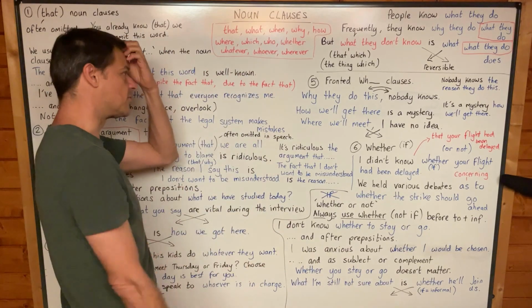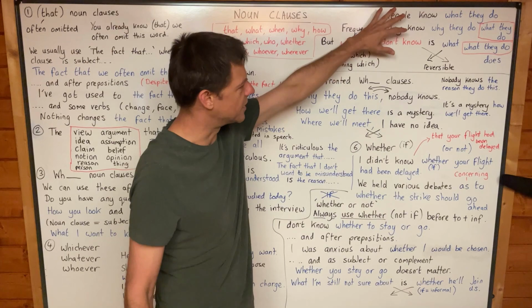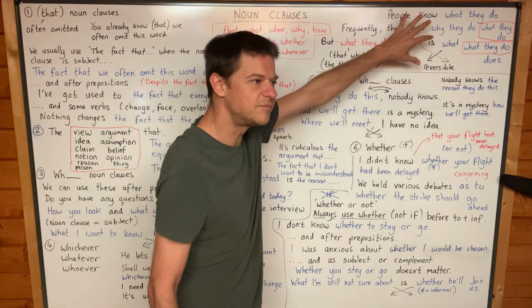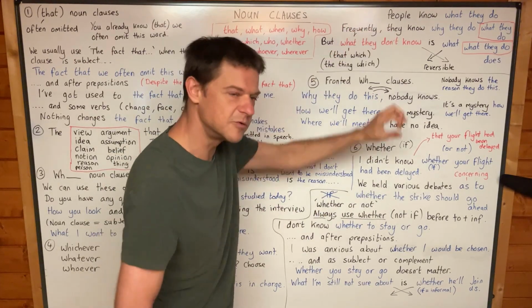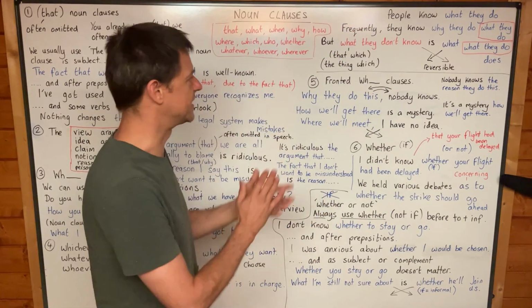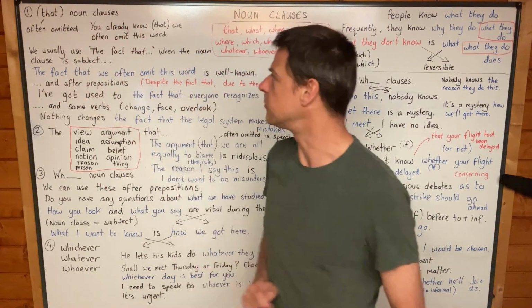But we're looking at noun clauses. We'll look at a complicated sentence here from Michel Foucault. And I like this sentence because it's full of noun clauses. And that makes it quite difficult to understand at first sight. But we'll look at that at the end. Let's start with that noun clauses.